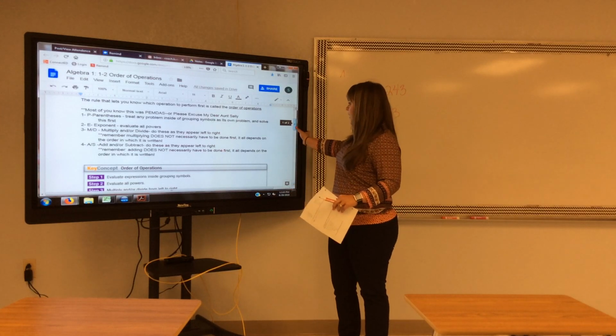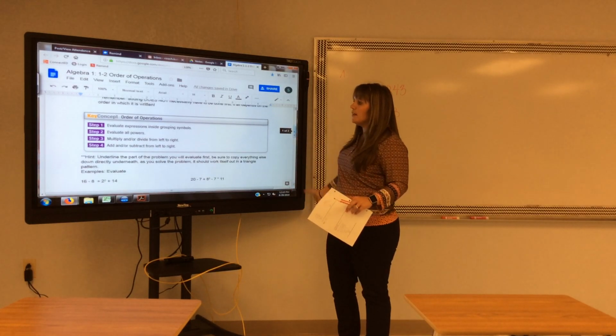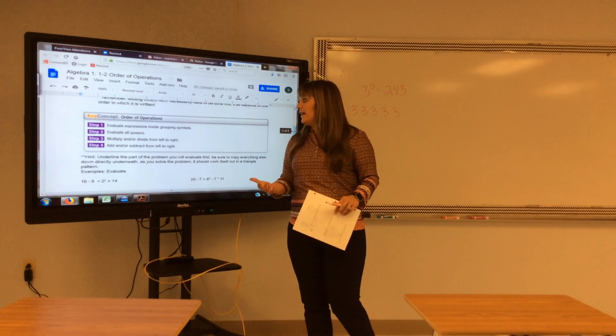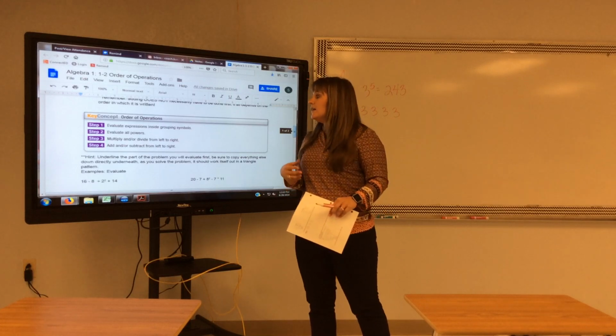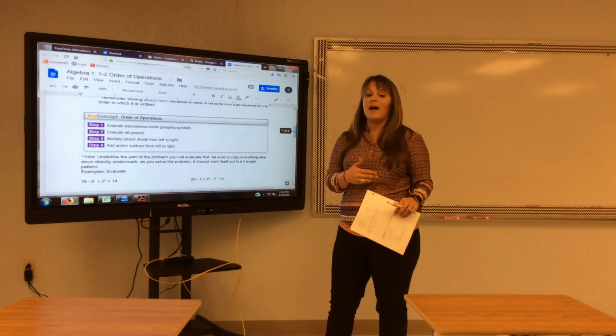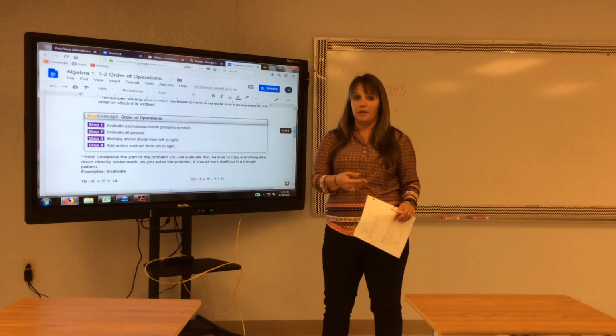We had a key concept box here. It just reads the words of PEMDAS, saying step 1 is to evaluate anything inside of grouping symbols. Step 2 is to evaluate all the powers. Step 3 is to multiply and or divide from left to right. And step 4 is to add or subtract from left to right.